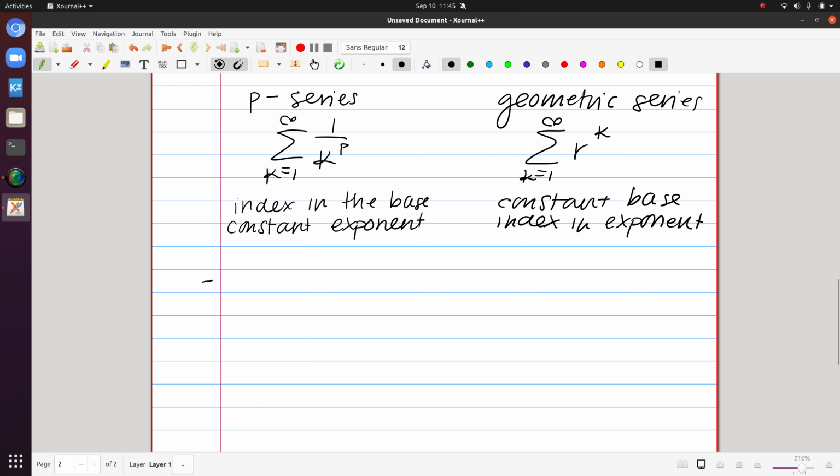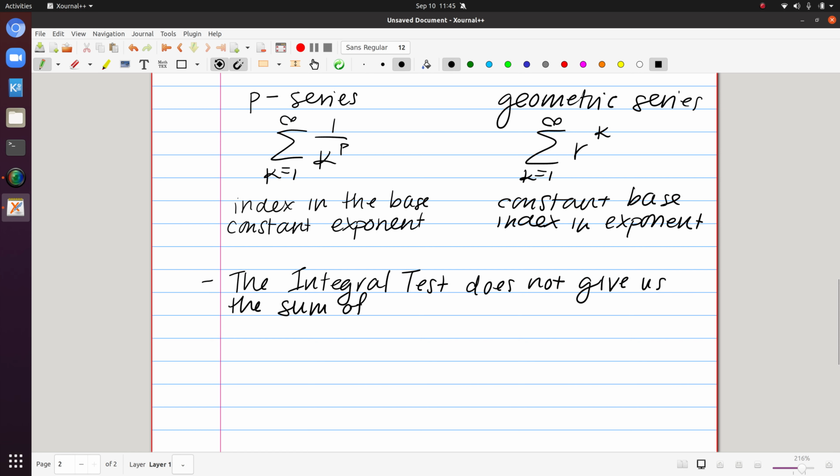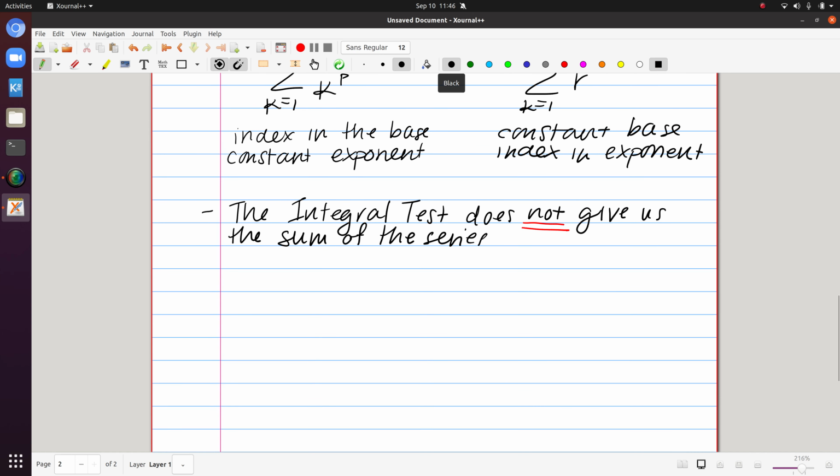Another thing to consider at this point is that the integral test, when we can use it to show that a series converges, importantly, does not give us the sum of the series. So that's something special about using our definition directly. If a series converges and I can find the limit of its partial sums, that actually tells me the number to which it converges. Here, we don't have that same result.